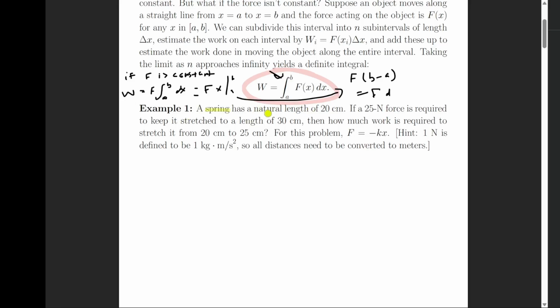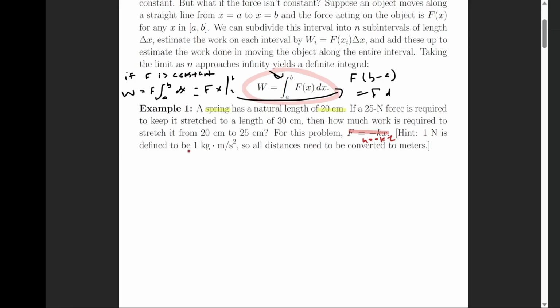A spring has a natural length of 20 centimeters. A 25 Newton force is required to keep it stretched to a length of 30 centimeters. Then how much work is required to stretch it from 20 centimeters to 25 centimeters? For this problem, F equals negative kx. This is another physics equation. Here, I'll put it in red. This is Hooke's law. You don't need to know the name, but it's good to know for the future.